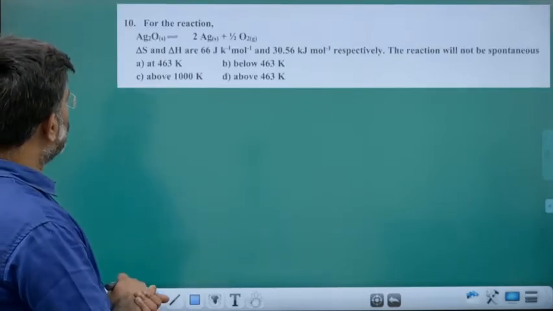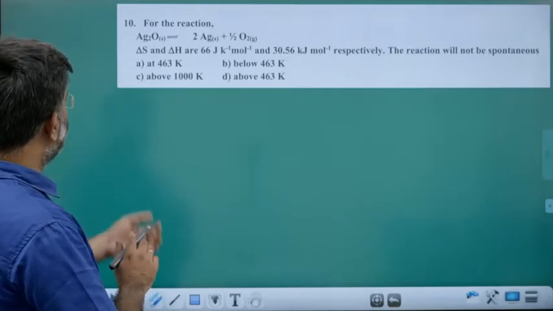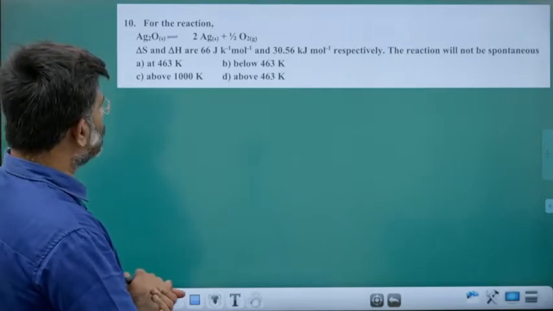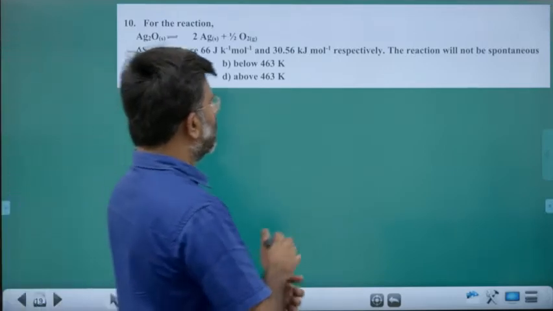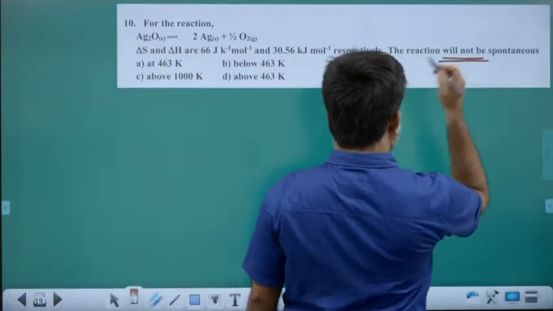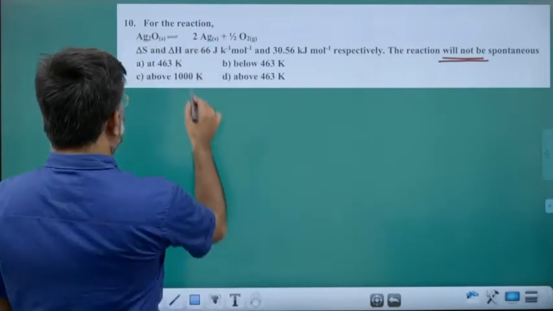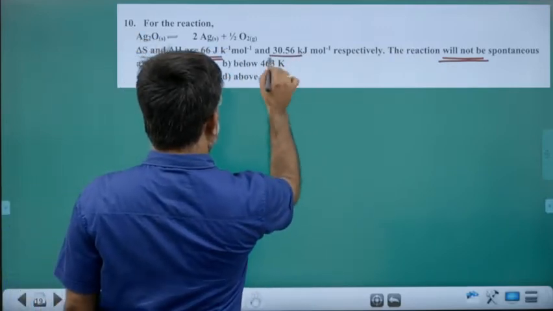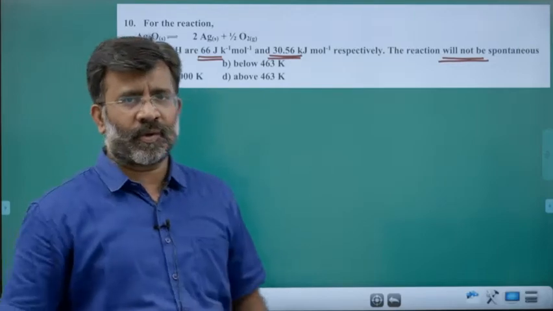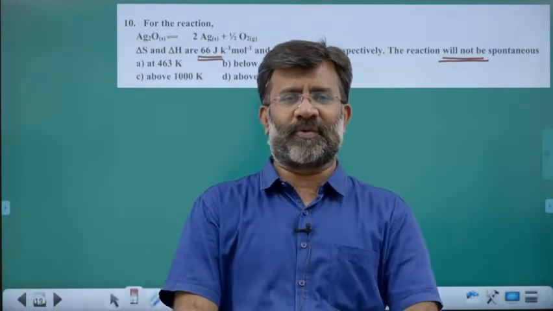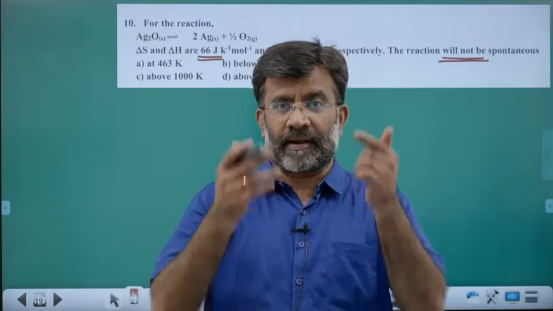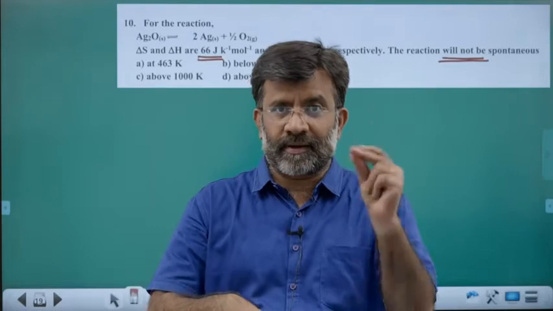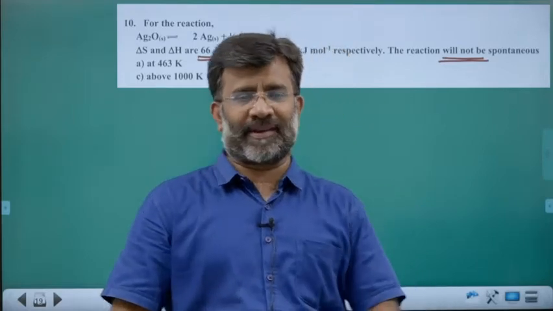Silver oxide converted to silver and oxygen. Delta H and delta S are given. The reaction will not be spontaneous. Once again, you see, this is positive, this is positive. So delta H and delta S both are positive. We did a question previously. So find out the equilibrium temperature, and below that temperature, the reaction is non-spontaneous.